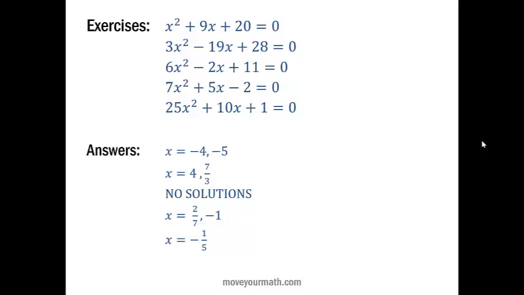So there they are. The middle equation has no solutions. The last equation only has one solution. And the others have got two solutions each.